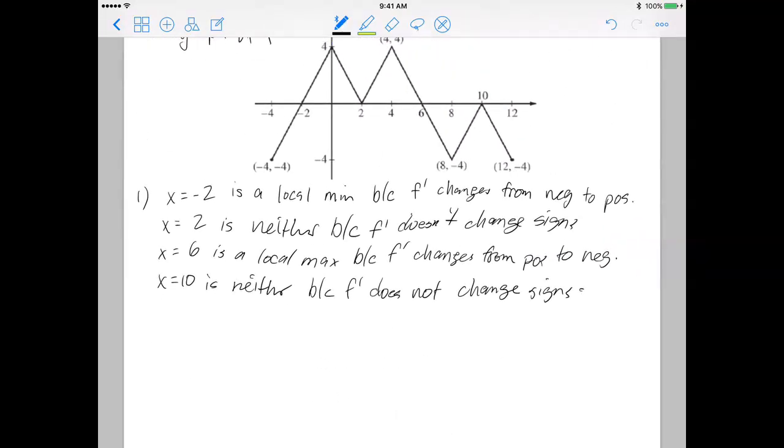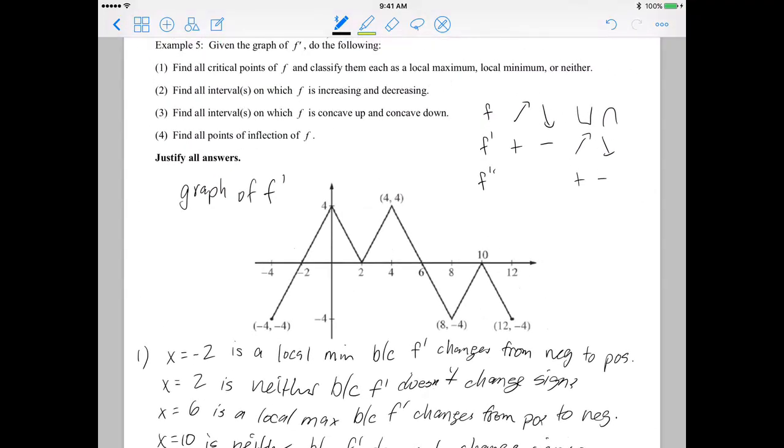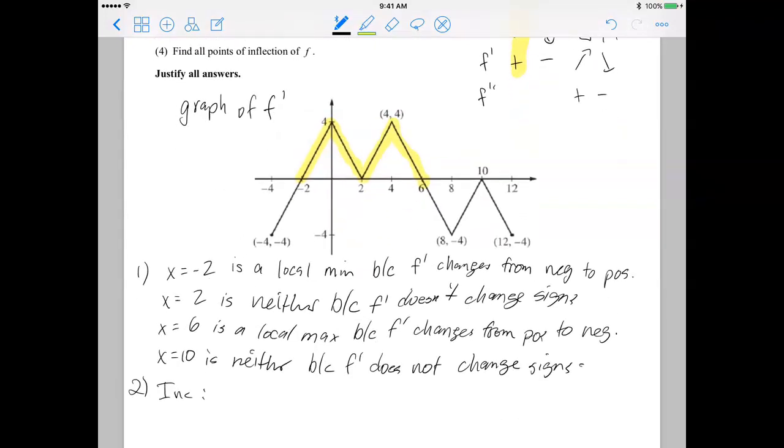Okay, so number 2 here, we want to say increasing, and we want to try to figure out when that's going to be. Well, if I look at my chart, f is going to be increasing whenever f prime is positive, and whenever I'm looking at a graph, positive just means above the x-axis. So positive would be all of this right here. Okay, so if I go down and write that, increasing, that would be from -2 to 6, and the justification is because f prime is positive.